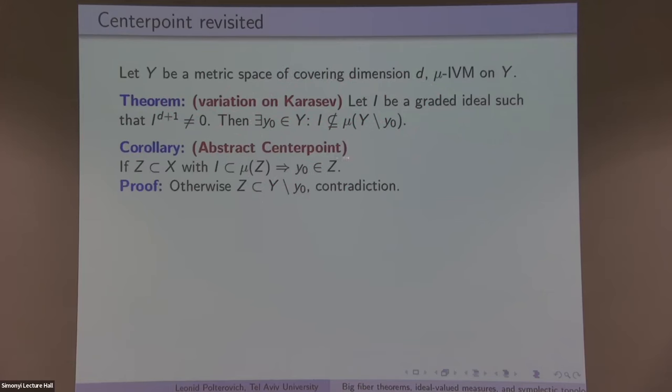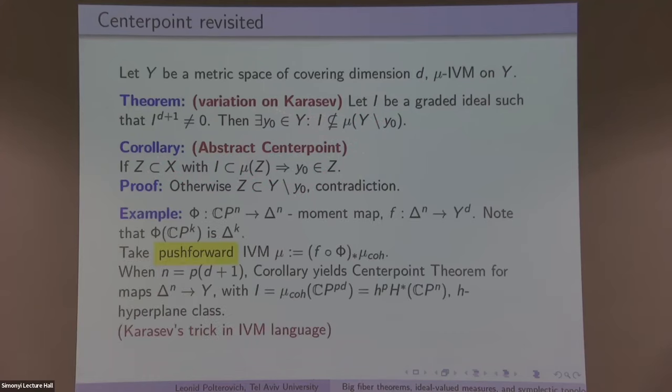And the corollary is the abstract center point theorem, which says the following: if Z is a subset of Y such that mu of Z contains I, then the point y0 must be in Z, because otherwise Z belongs to Y minus y0, and mu of Z lies in mu of Y minus y0, but we said that y0 is a quite big point. So its complement does not contain I.